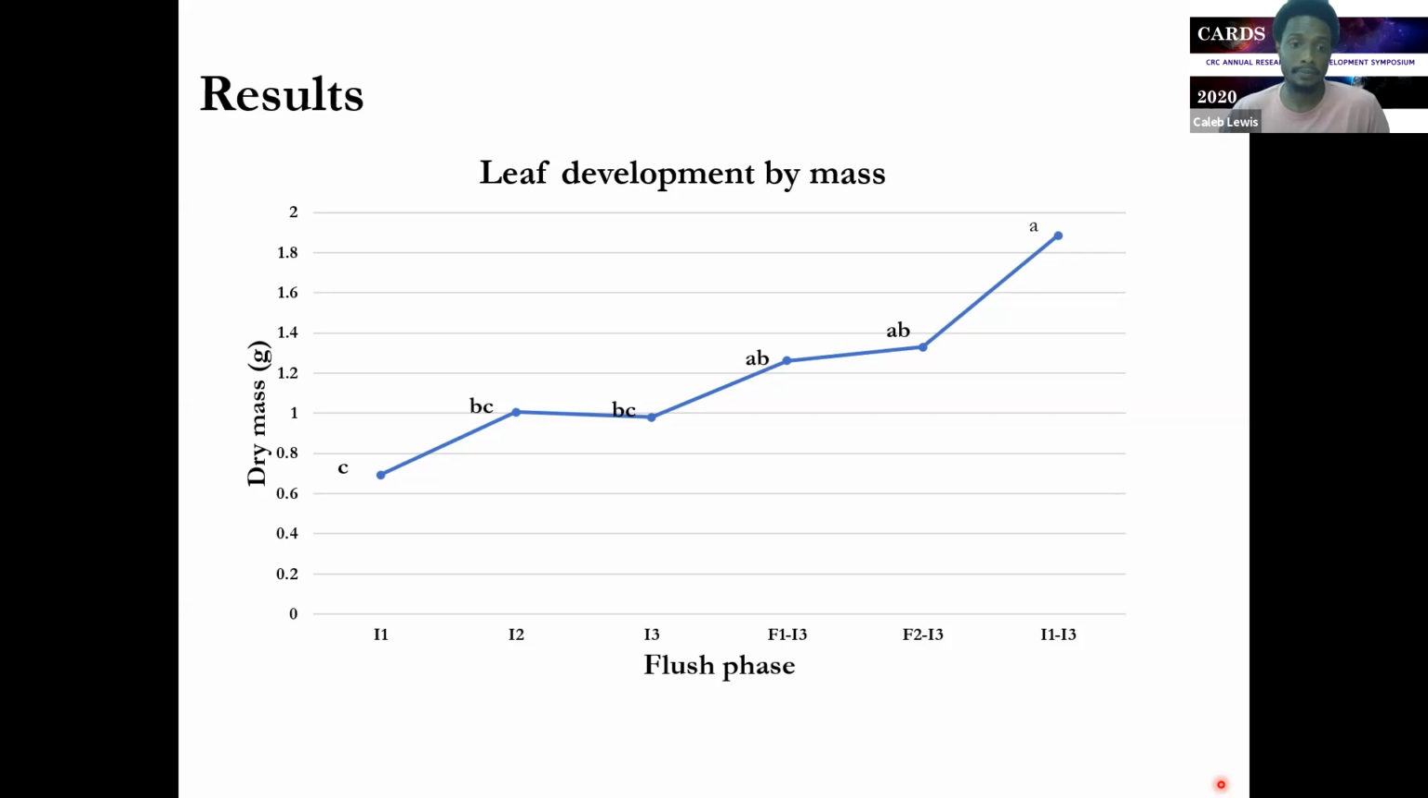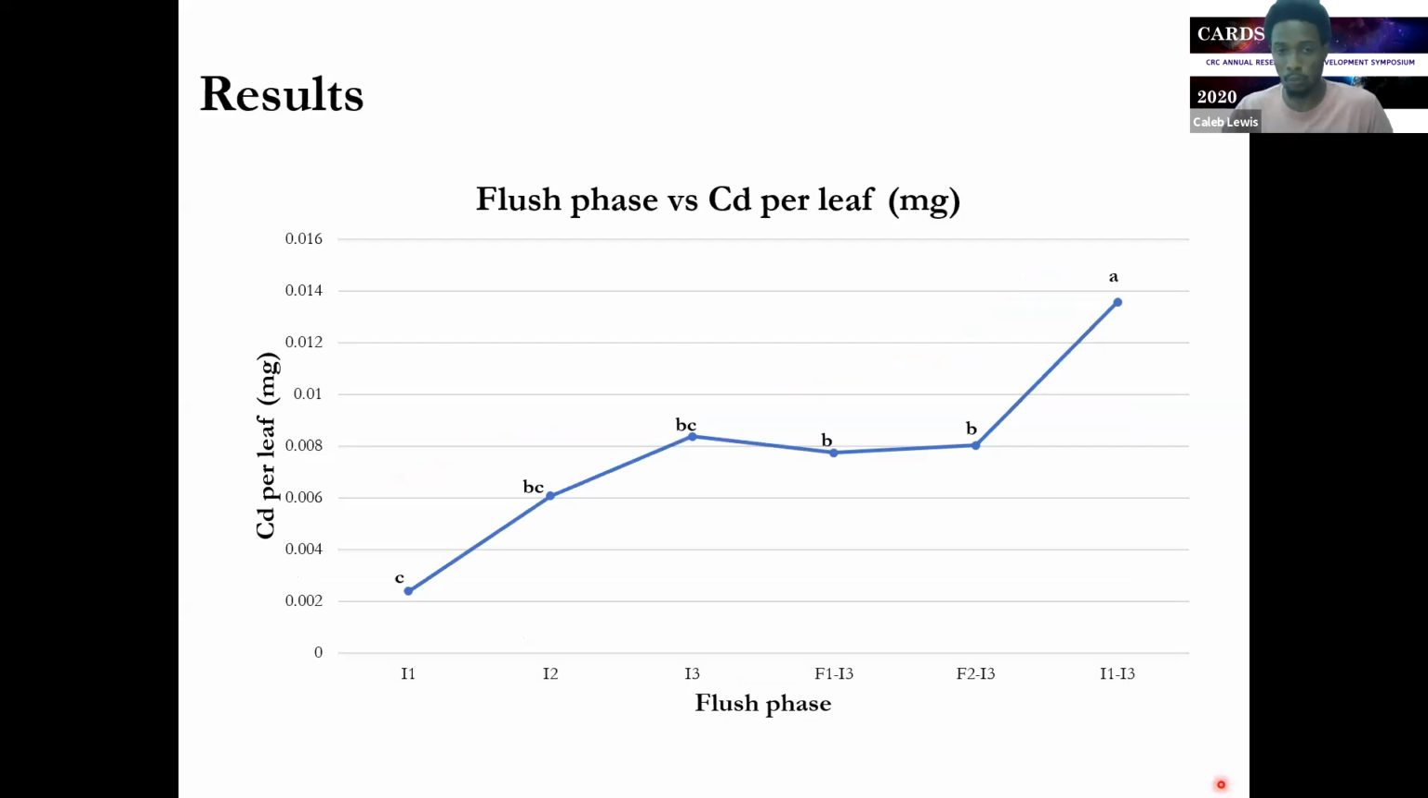What we found is that as the age of the leaf increases, you have an increase in the mass of the leaf. So the leaf gets bigger as it develops, which is of course expected. But the question is, how does this affect the cadmium concentration and the metal ion concentration that is found in the leaves themselves? So when we look at flush phase versus cadmium per leaf, it follows the same trend. As the leaf gets bigger, you have more cadmium in the leaf itself.